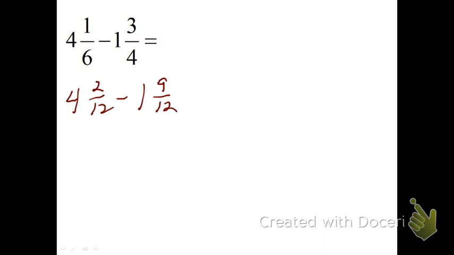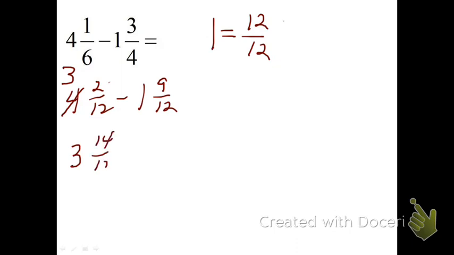So one way to handle this is what's called borrowing. I'm going to borrow 1 from that 4, make it a 3. And the one I borrow, I want to be able to combine it with the 2/12, so I'm borrowing it as 12/12. So now my new mixed number is 3. I had 2/12 there, I borrowed 12 more 12s, so that's going to give me 14/12. Take away 1 and 9/12.